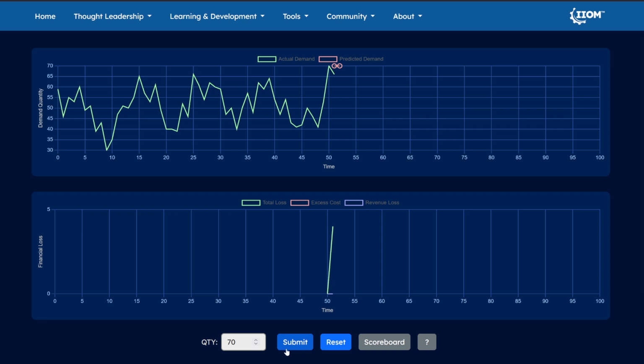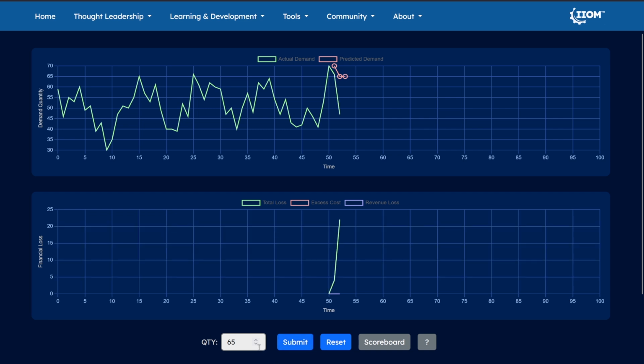So considering the cyclicality of the data, I expect that demand will probably go down in the next period. And yes, indeed it did. So that means that I have here a situation of excess inventory, and you can see that the excess cost curve and the total cost curve in the lower chart are shooting up. So I think demand for the next period will probably be rather low.